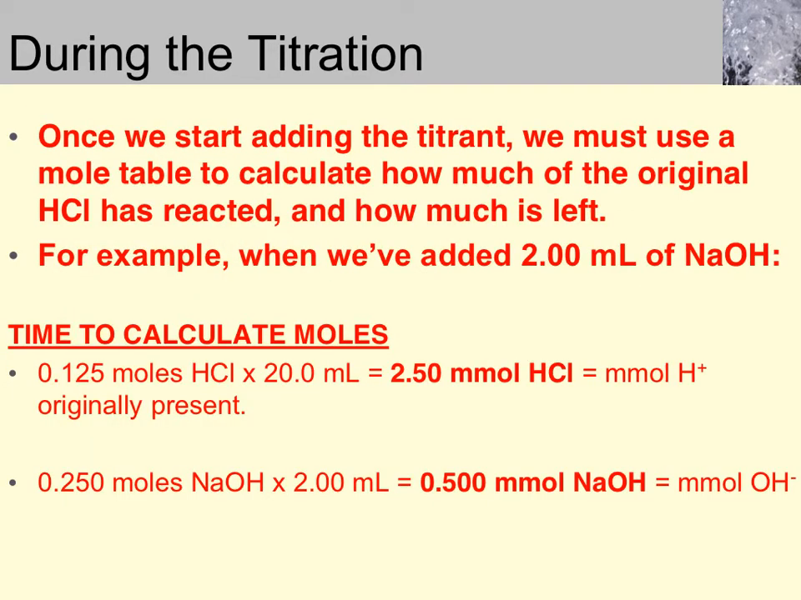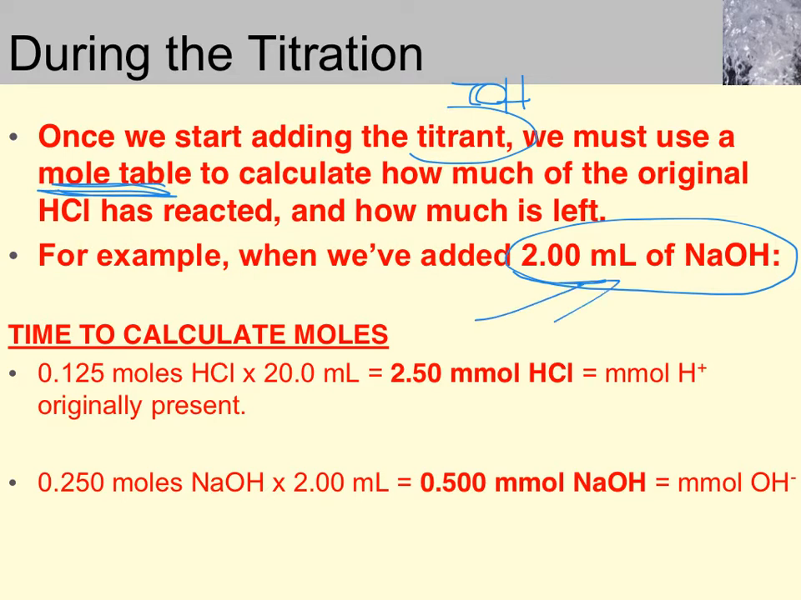Once you have started adding any titrant, which in this case is the hydroxide, you have to use a mole table. Just like any chemical reaction, you need to work in moles to figure out how much of it has reacted and how much of it is left, and that's going to determine your pH. So let's do it for adding 2 milliliters of the sodium hydroxide.